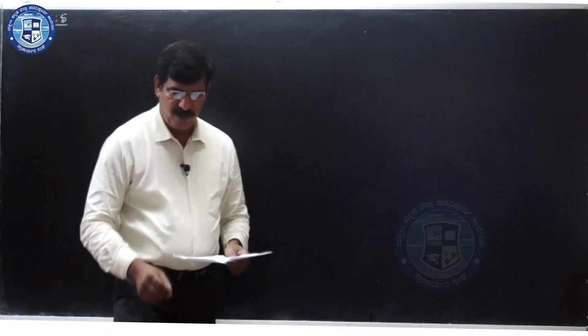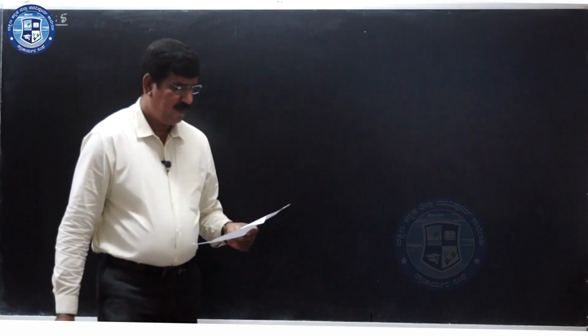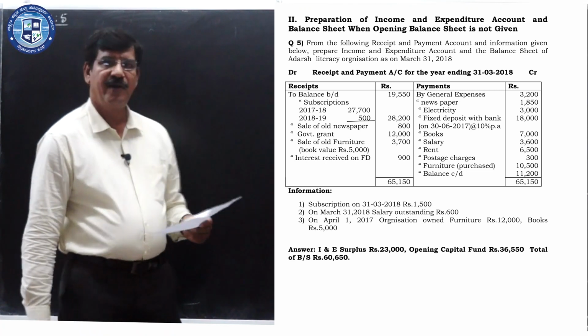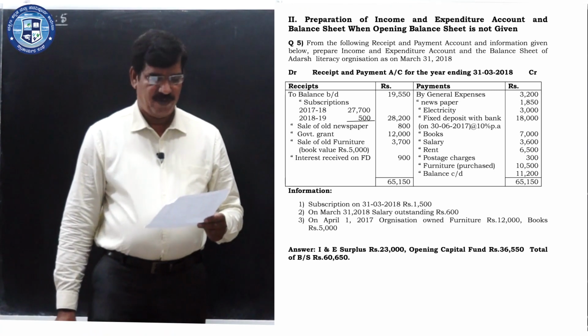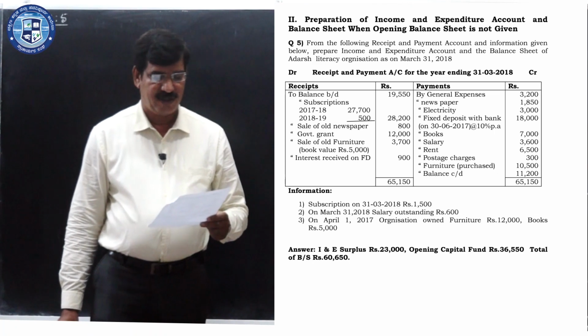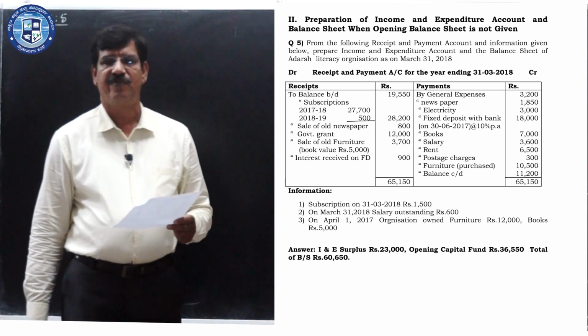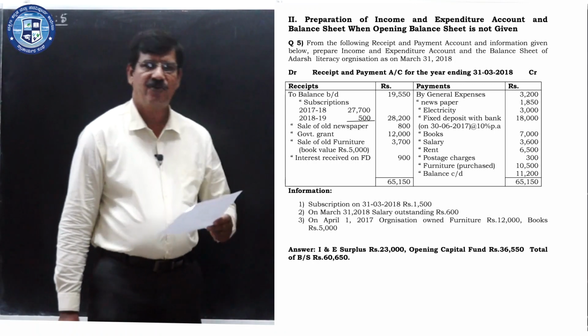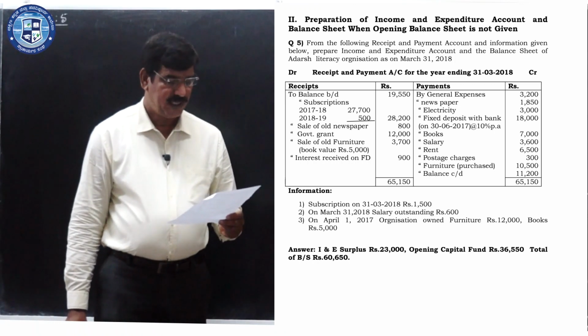So now look at the problem. From the following receipts and payments account and information given below, prepare income and expenditure account and the balance sheet of Adarsh Literacy Organization as on 31st March 2018. To balance brought down, this is the amount to be entered in the opening balance sheet.